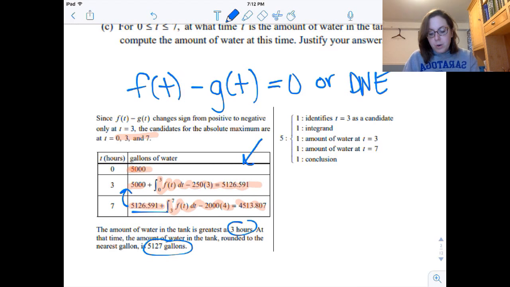When they say justify, this is what they mean. So this came out to be 5 points. The t equals 3 needed to be a candidate. Again, the other 2 weren't wrong, but you only needed that one. You needed the integrand, the thing in the integral, the f minus g. You needed one answer there, one answer there, and then you needed your conclusion. So this is how EVT is going to show up.